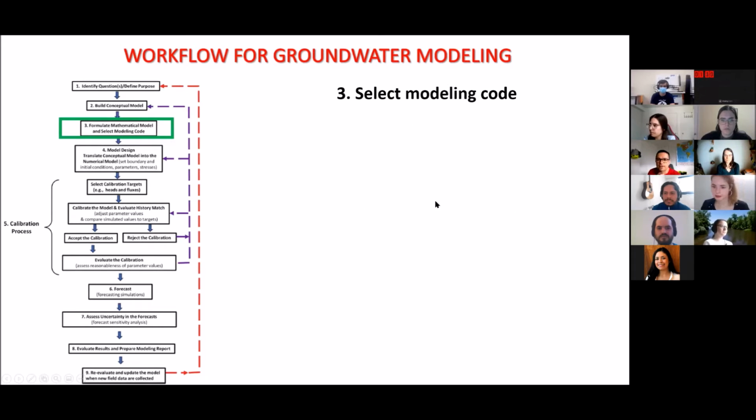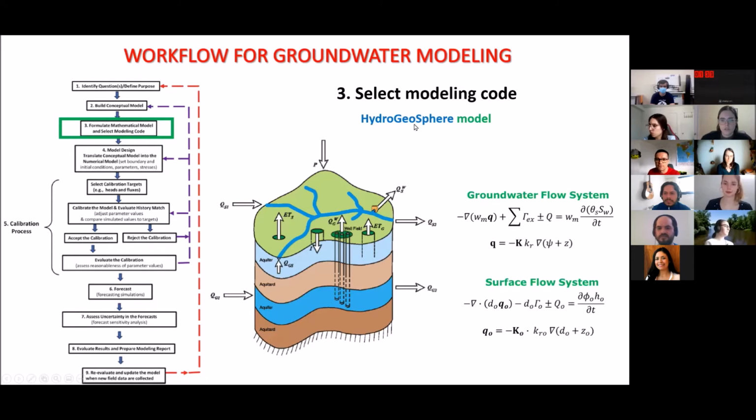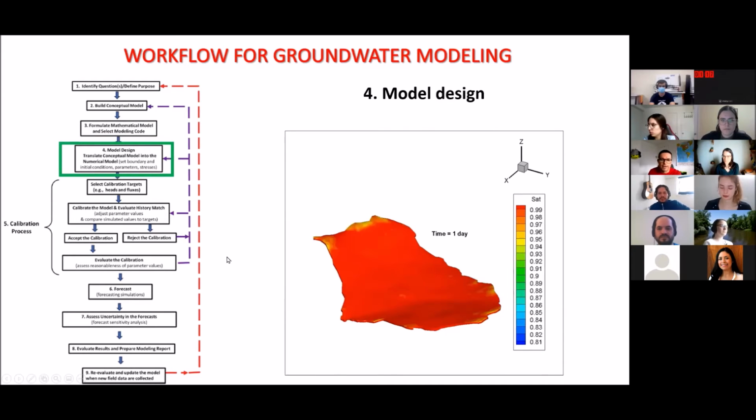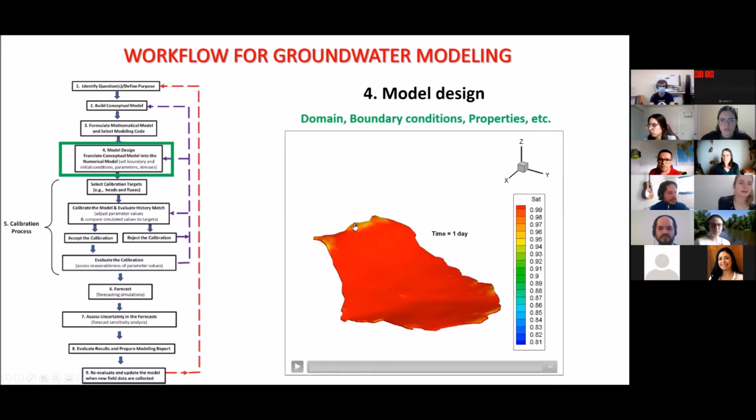Then we have to select a code that is a model. In my case, I'm using a hydrogeological model. It's a coupled model. That means that it can contain the groundwater system and the surface system in one only model. So then we have to create the model, to design the model. And to do that, we have to define what is the area, what is the boundary condition, what are the properties, and define different zones of the aquifers, and so on.